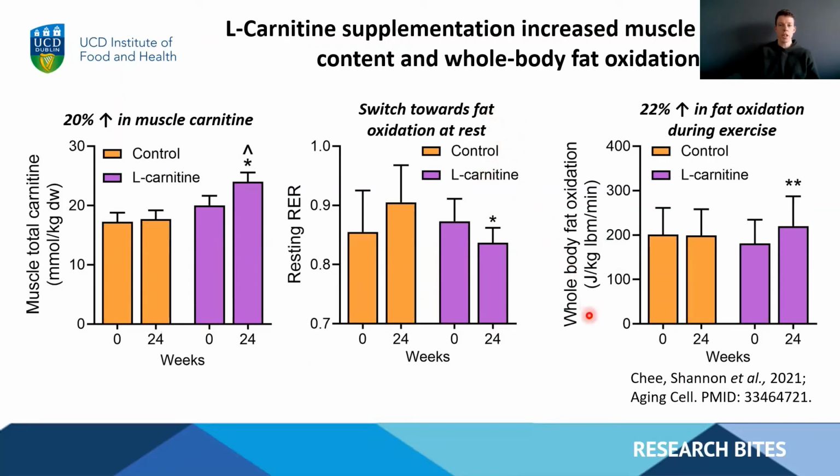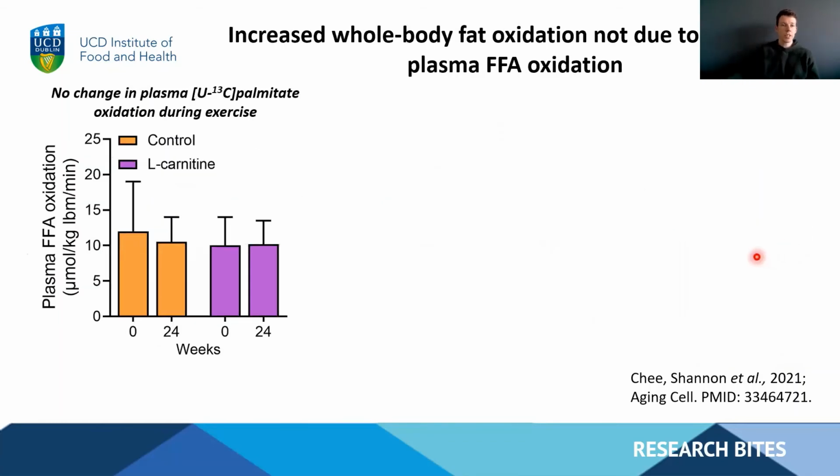And consistent with this, when whole body fat oxidation was determined during exercise, you can see there's a 20% increase in fat oxidation. And this was consistent for all volunteers in the carnitine fed group. So this is whole body fat oxidation that was increased. We next looked at the tracer data to see whether this was coming from the plasma, because this 13C palmitate gives an indication of how much fat is utilized from the plasma and oxidized. And you can see there's no change either in the control or carnitine group.